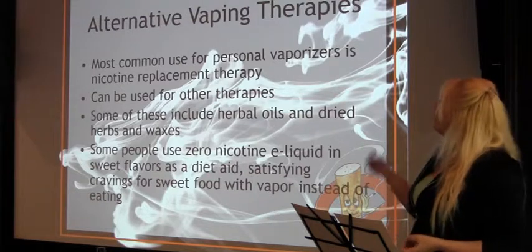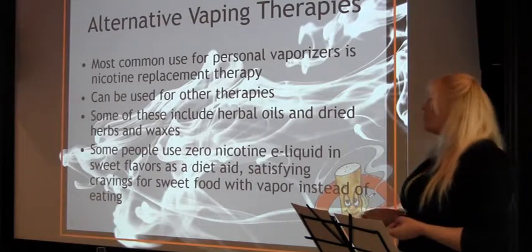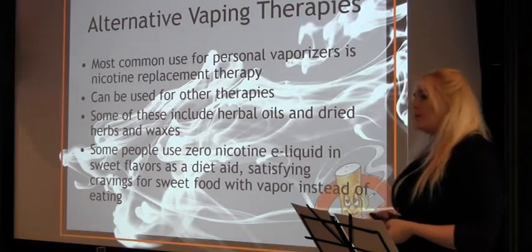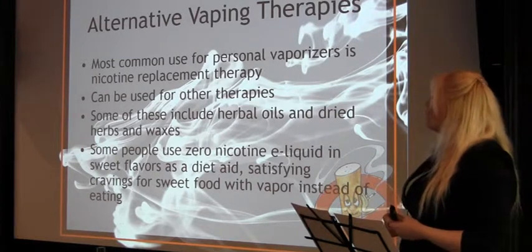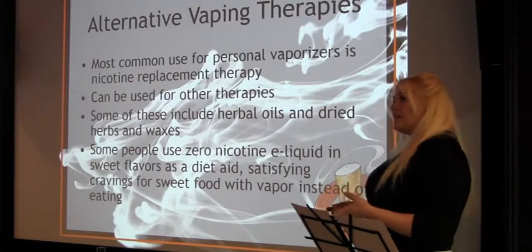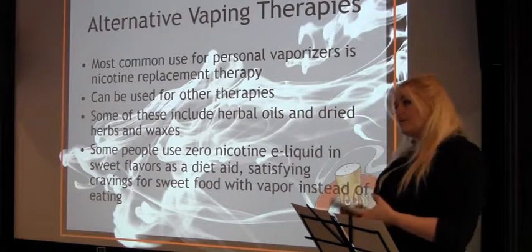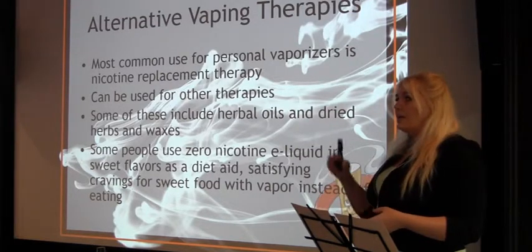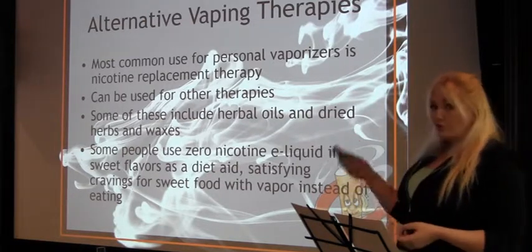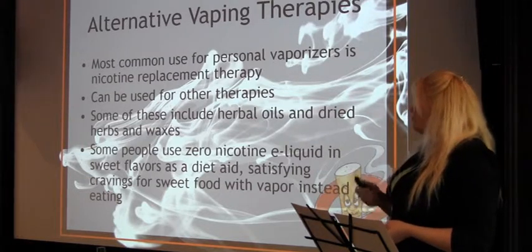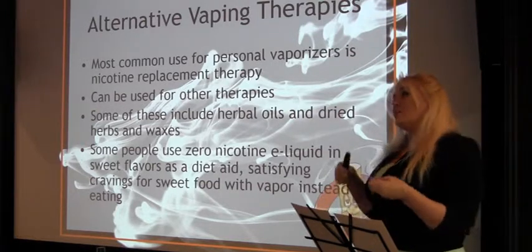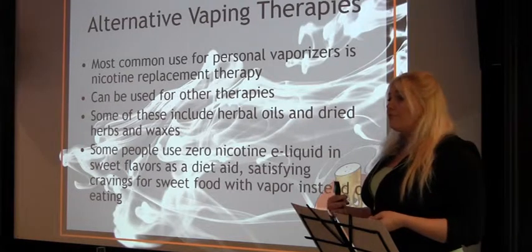So here is a few other things that people sometimes use personal vaporizers for. The most common use, of course, is nicotine replacement therapy for smokers who want to get away from the harmful effects of combustible tobacco. But it can be used for other things, and some of these include herbal oils, dried herbs, and waxes. Now they take a special kind of heating element to use. You can't use a regular electronic cigarette vaporizer to use it for some of these things. But there are people who do use a standard electronic cigarette personal vaporizer with zero nicotine added, and they vape sweet flavors when they're dieting to satisfy sweet cravings that they might have.